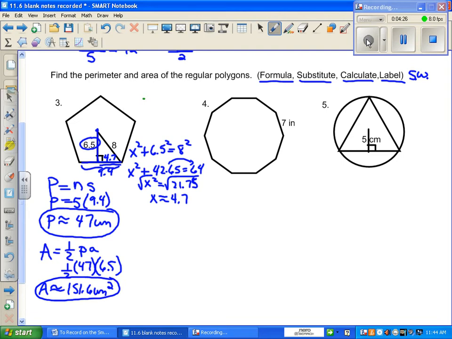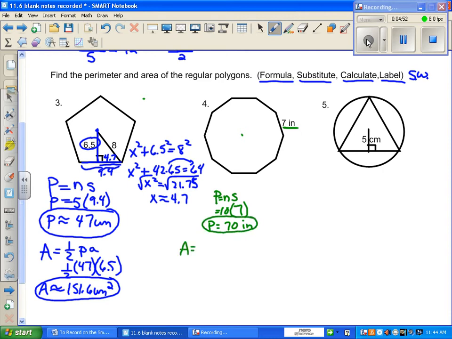Alright, that's for your first example. Second example, you have the perimeter, which would be the number of sides times the length of each side. Number of sides in this one is 10. This is a decagon. So 10, and then they're giving you the length of each side is 7. So your perimeter would be 70, and in this case it's inches, and it's not squared because it's just perimeter.